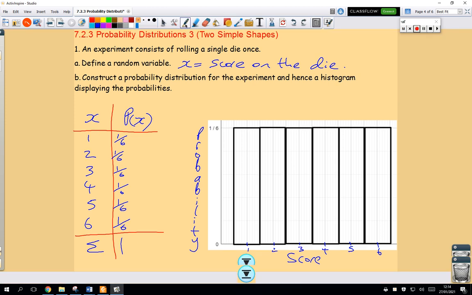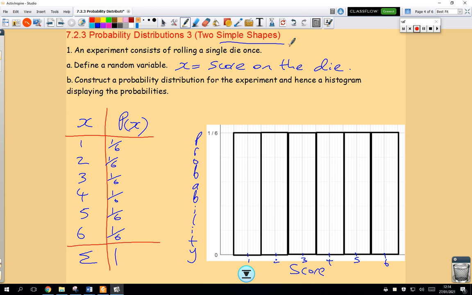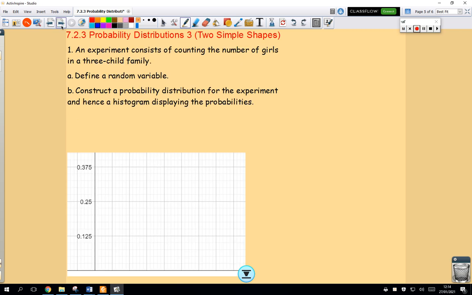One thing I want to think about is this shape. This shape doesn't change. It's the same height all the way across. We say this shape is uniform. We would say this is a uniform distribution. So this is a uniform shape. This is a uniform distribution.